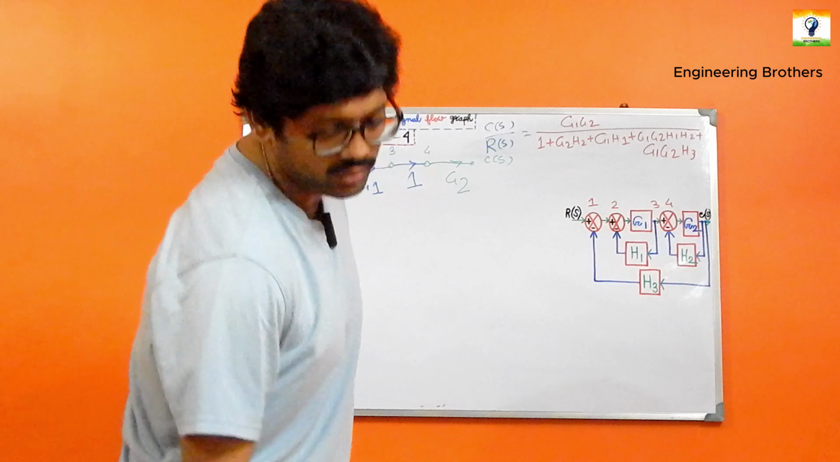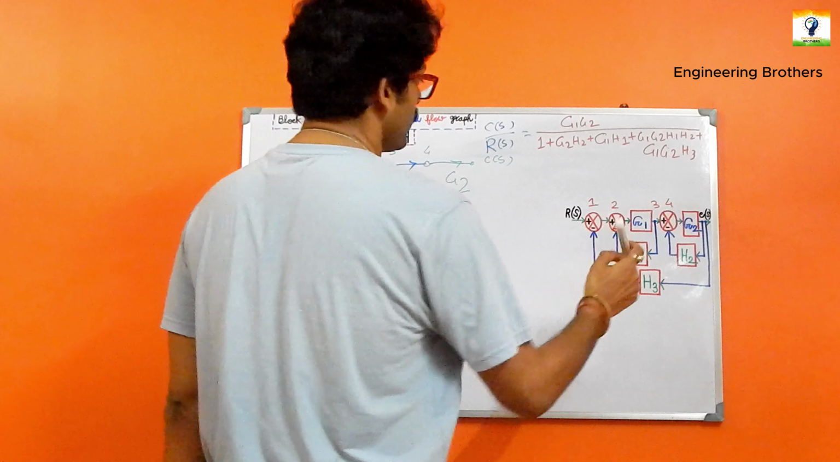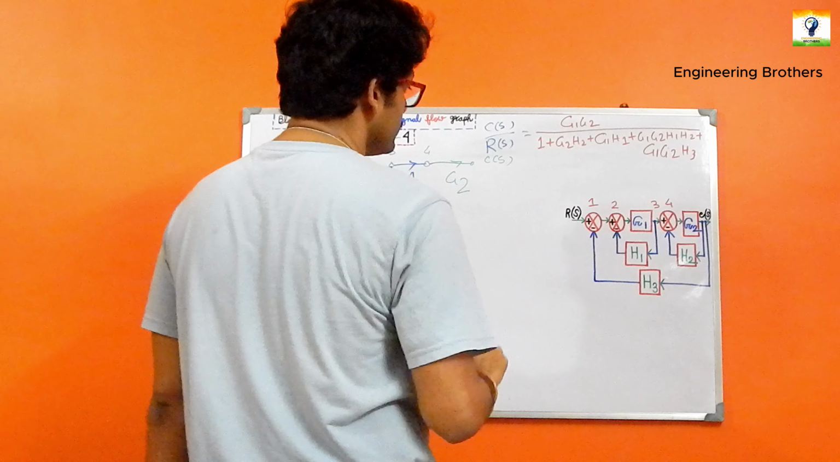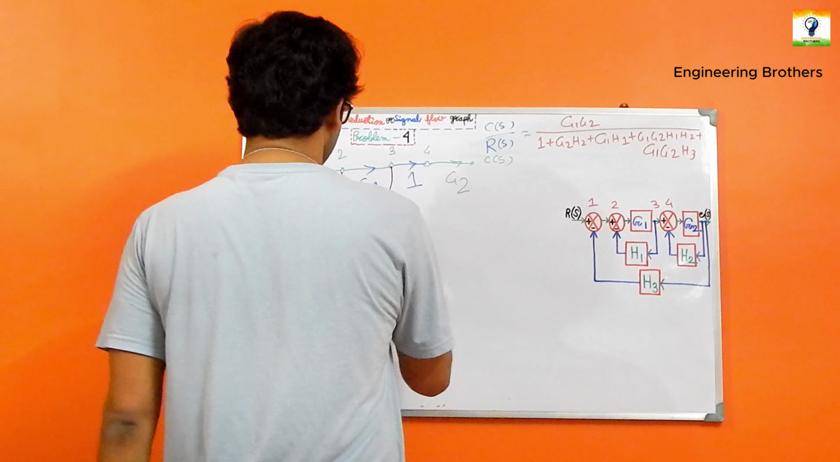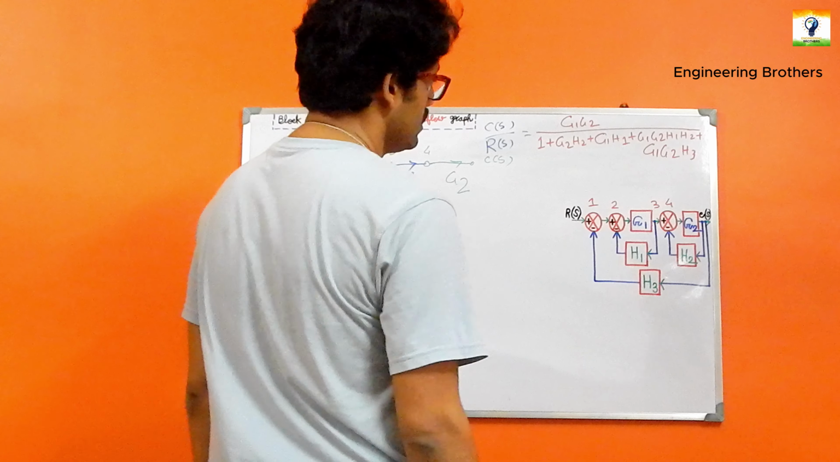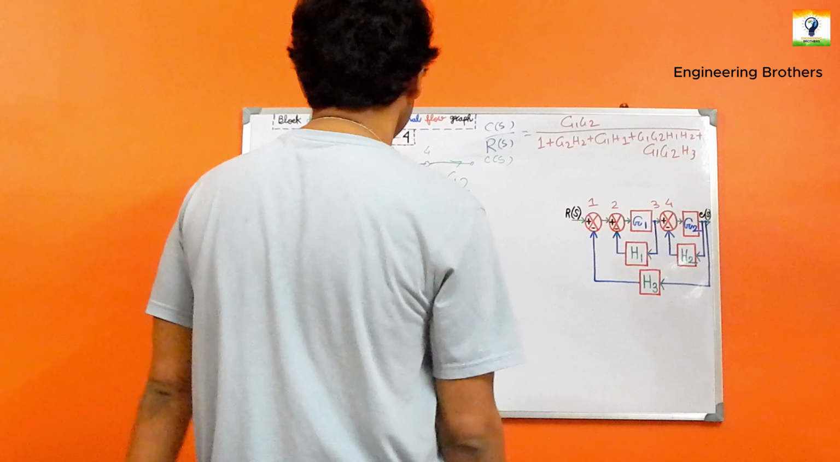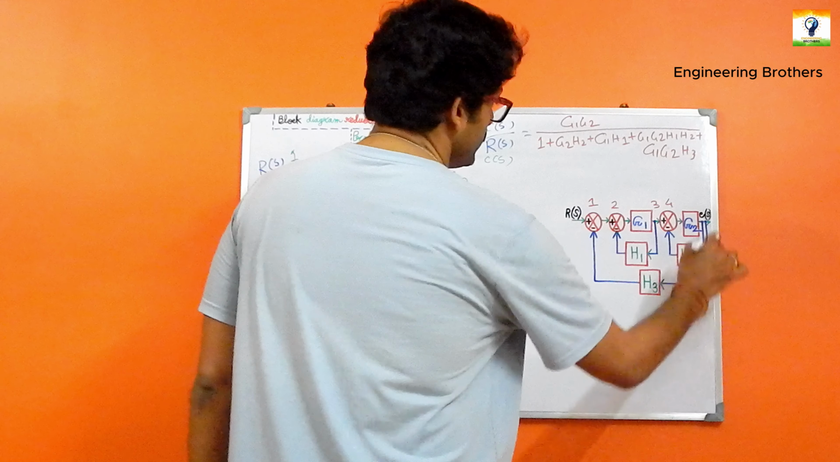Now follow the feedback paths. In between 3 and 2, we have the feedback path of minus H1, which is considered here. Why minus H1? Because you can clearly see that the feedback signal has a negative sign at this summing point, so the gain in this consideration will carry the negative sign.